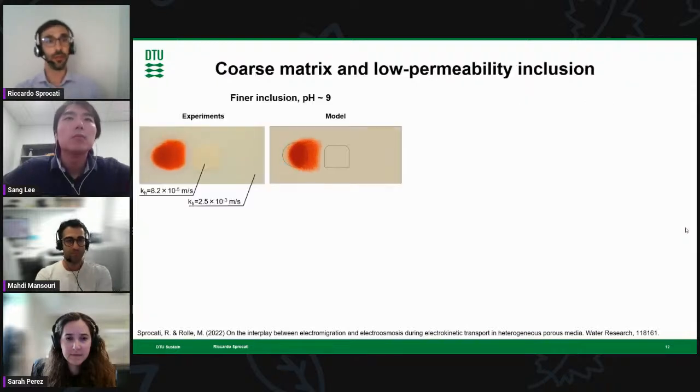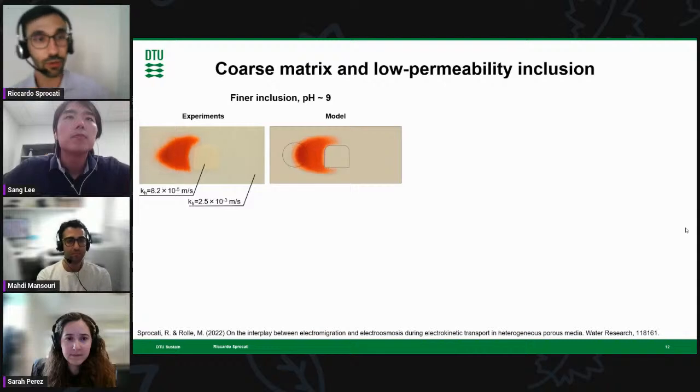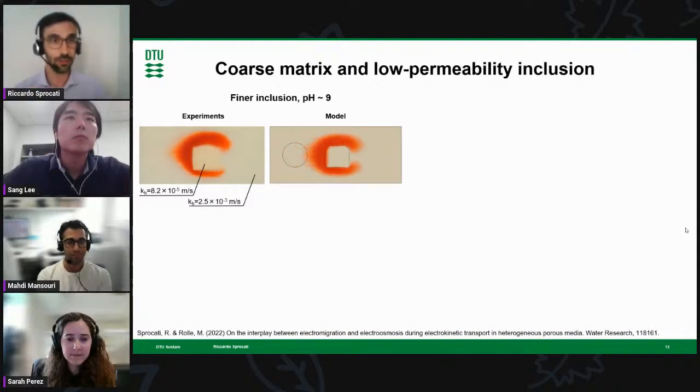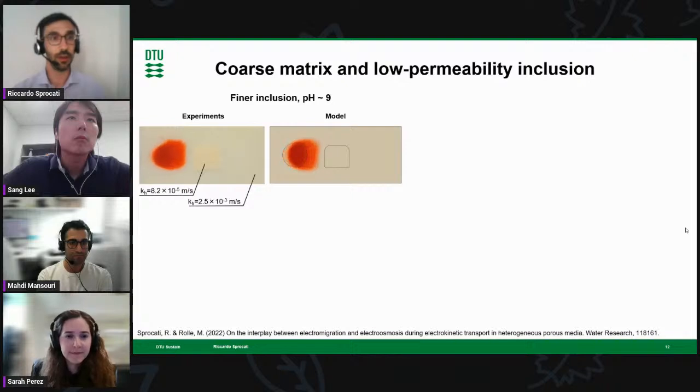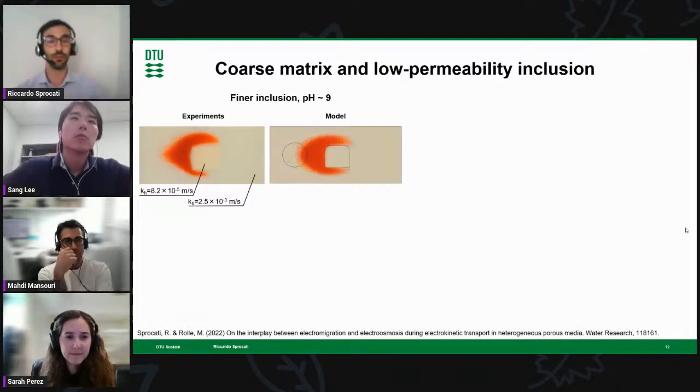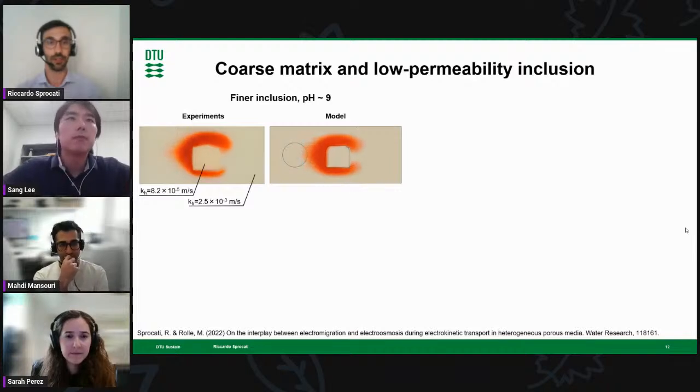In the first experiment, we used a finer inclusion in a coarser domain, and the difference in hydraulic conductivity between the two domains is about 2 orders of magnitude. We used a pH of 9, so quite a high pH, and you see that the Lucifer Red, the tracer, goes around the inclusion.